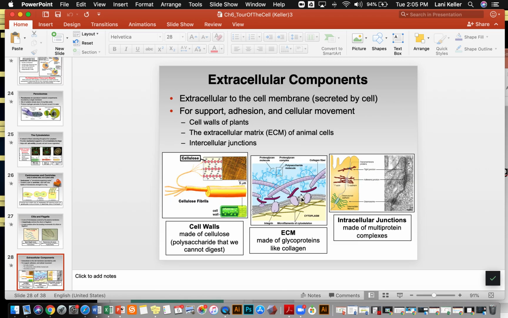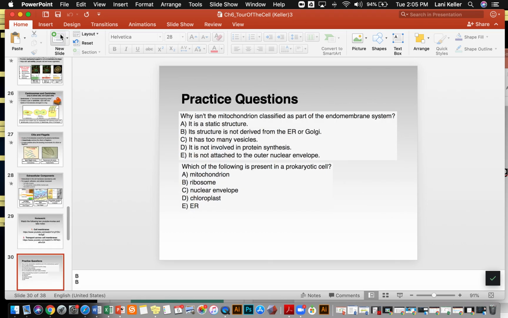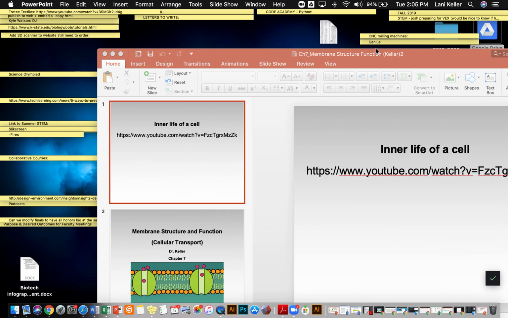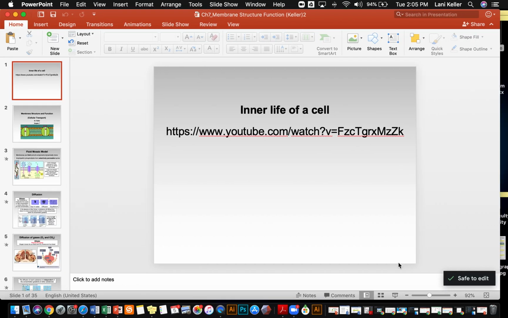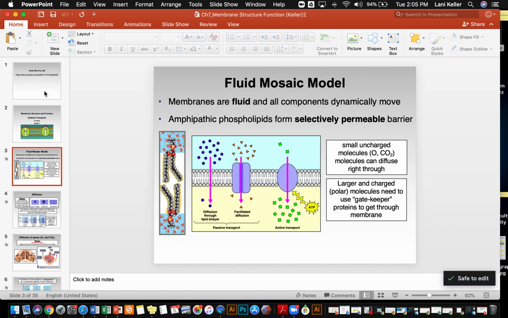There's also the extracellular matrix. We have cell walls. We have different junctions holding cells together. So there are lots and lots of parts of the cell. All right. Then we are going on to chapter 7, just rolling right along, where we talk about membrane structure and function.